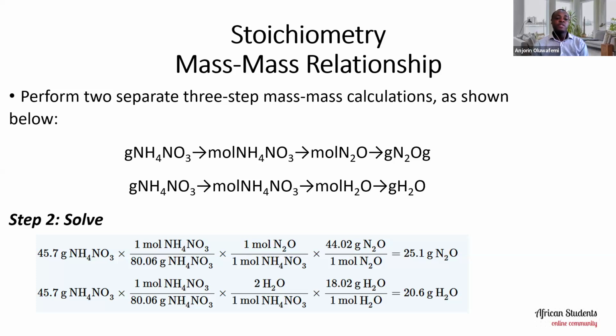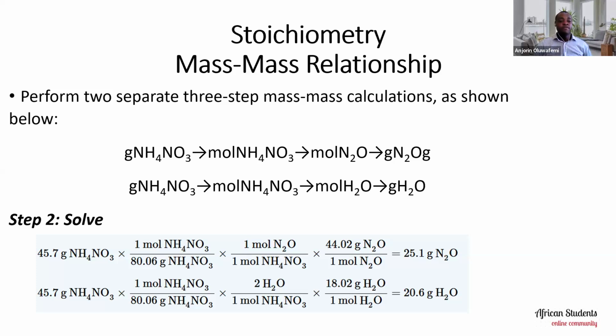So it is 45.7 grams of ammonium nitrate, over the mass of ammonium nitrate, which is 80.06 grams per 1 mole, multiplied by 1 mole of N2O divided by 1 mole of NH4NO3, that's ammonium nitrate, multiplied by 44.0 grams of N2O over 1 mole of N2O, and that will give us 25.1 gram of N2O.